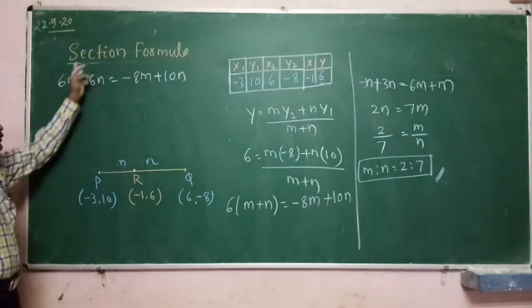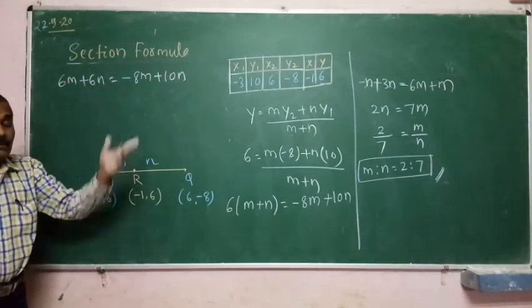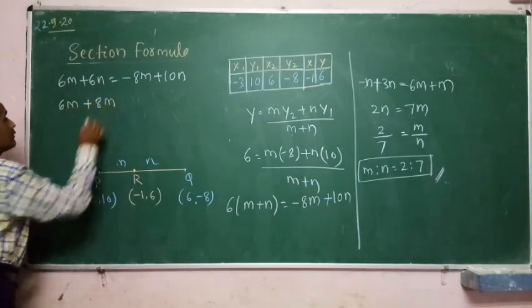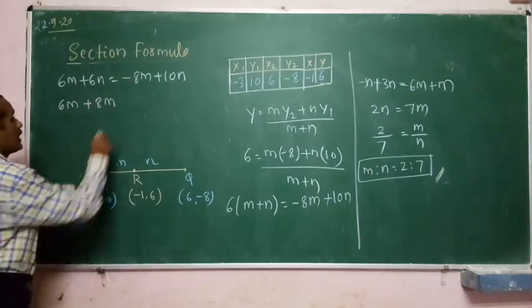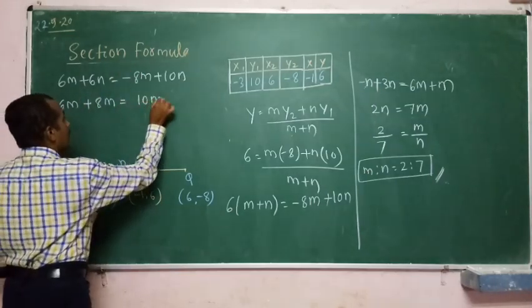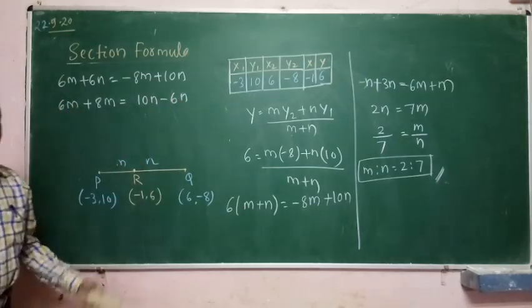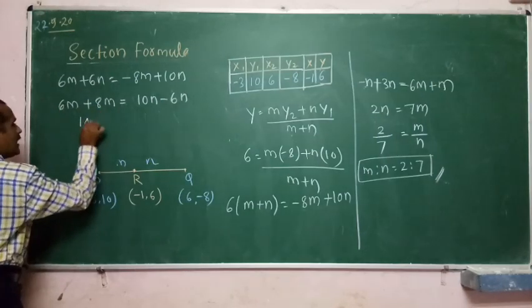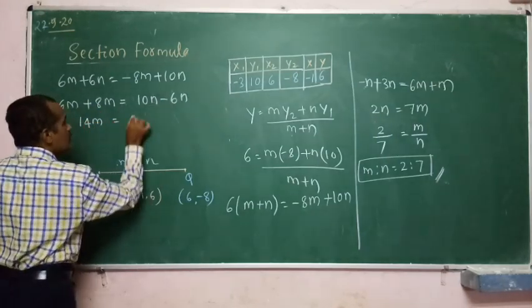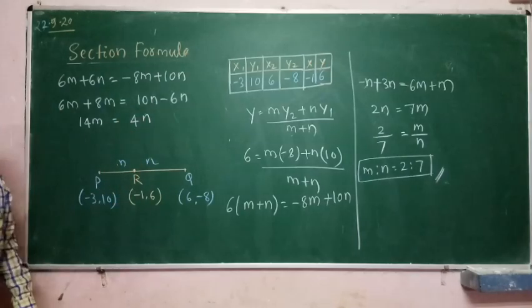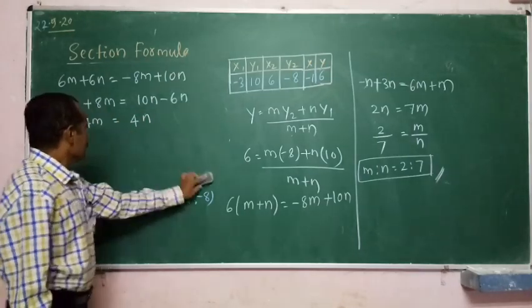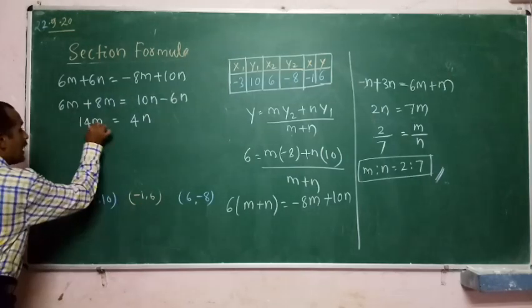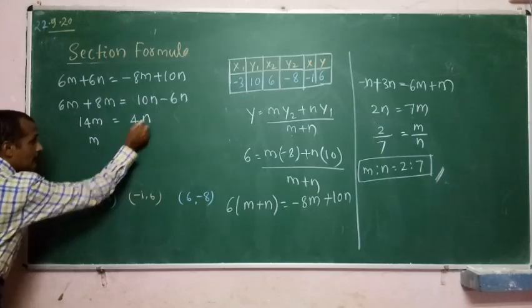I will bring this minus 8m to this side and 6n to the other side so that everything will be positive. 6m plus 8m is equal to 10n minus 6n. I don't know whether I am getting the same answer or not. We'll check it. This gives you 14m is equal to 4n. Oh, we are not getting the right answer. Don't worry, we will get it. I want m by n. m will be here only. n will come to the denominator.